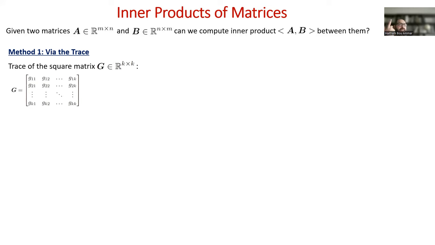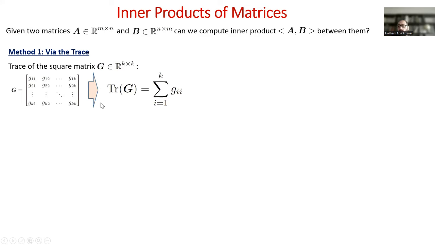Now what is a trace operator? If I give you a matrix G in R^(K by K), so a matrix G which has K rows and K columns. Remember, when the number of rows equals the number of columns, we call it a square matrix. We've also seen that before. So you have a square matrix in R^(K by K), with K rows and K columns, and each component is real. That's what the notation here means.